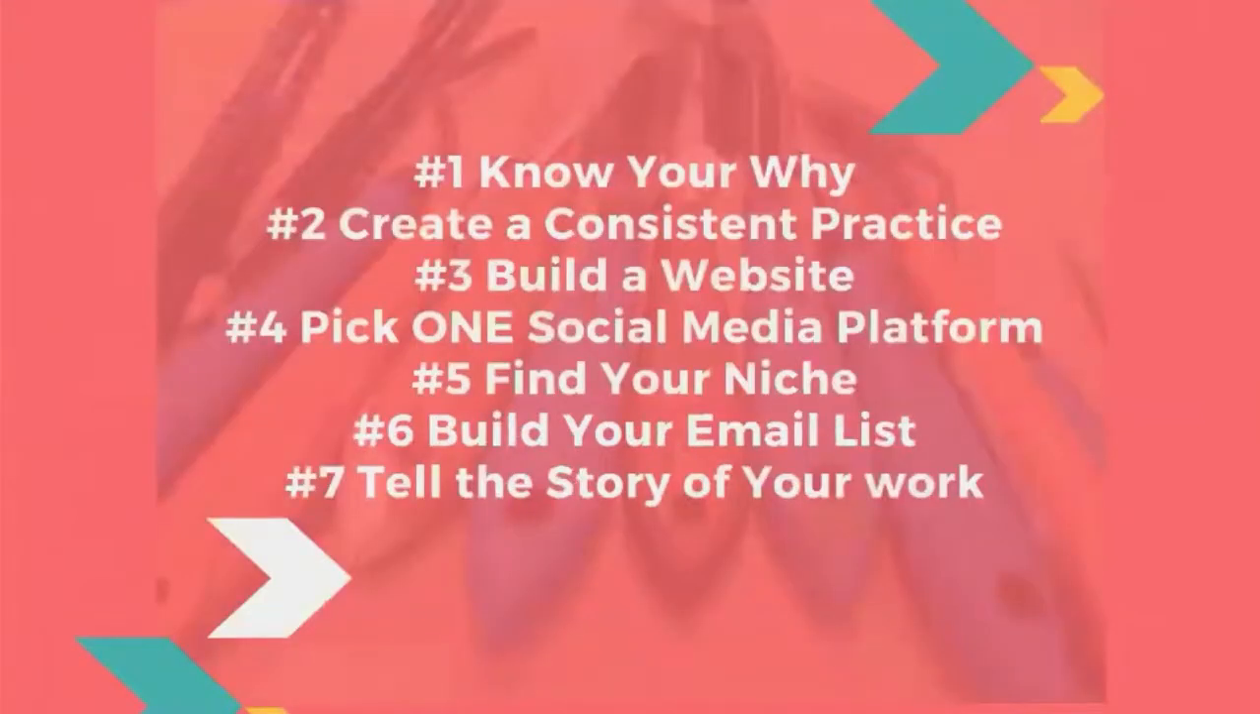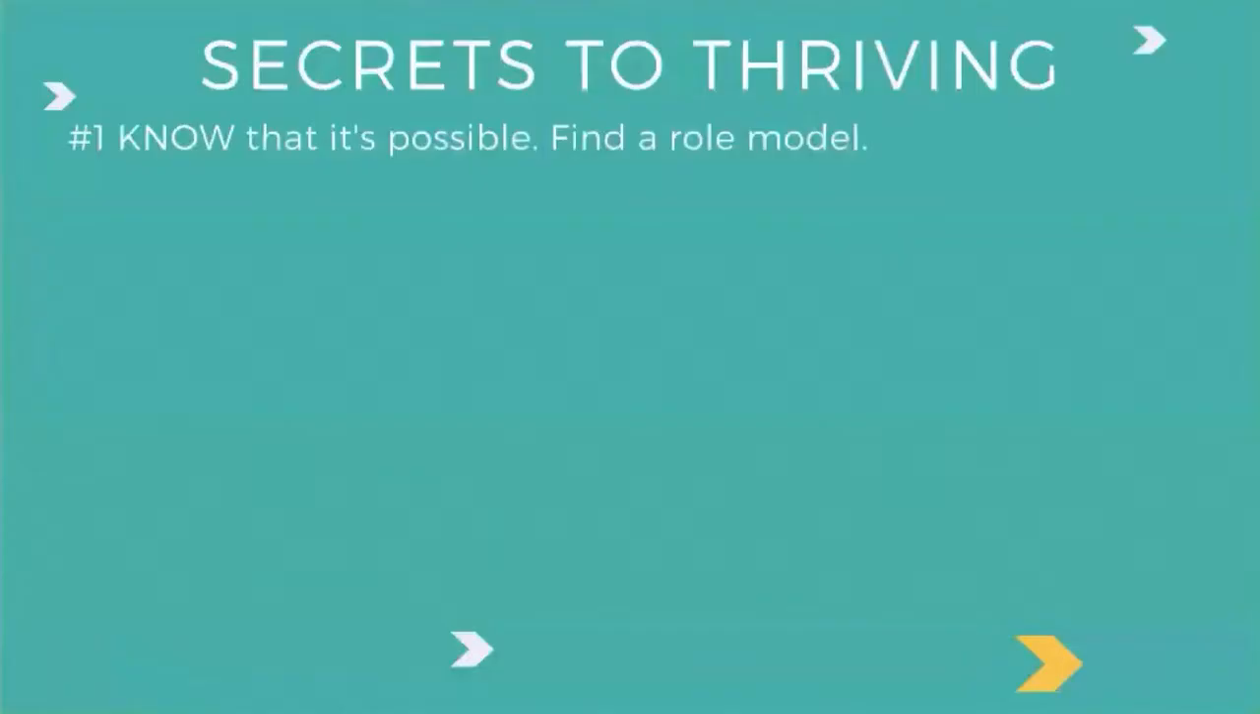So to go back through those really quickly: know your why, create a consistent practice, build a website, pick one social media platform, find your niche, build your email list, and tell the story of your work. Those are the 7 steps. And remember that the secret sauce is the engagement. So the secrets to thriving are: 1, know that it's possible.